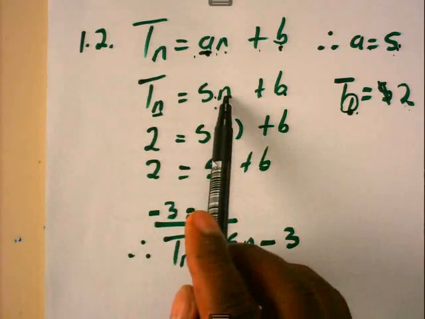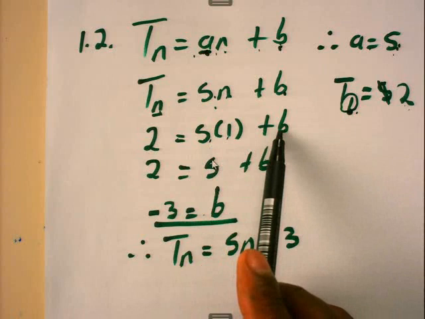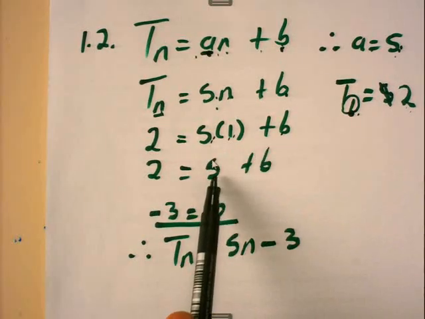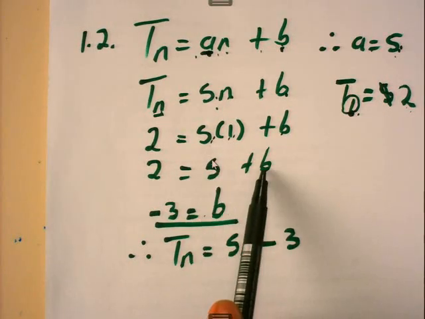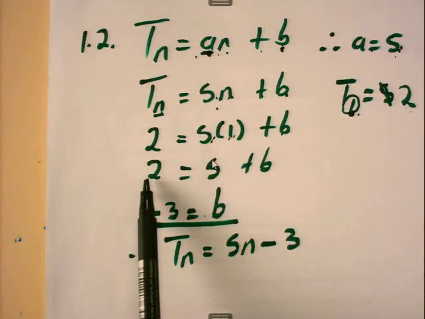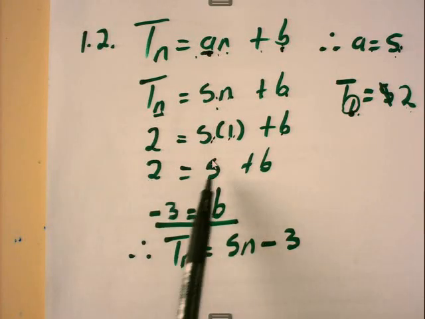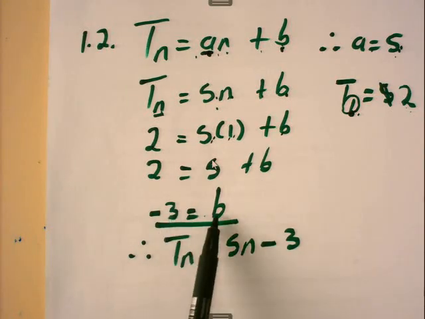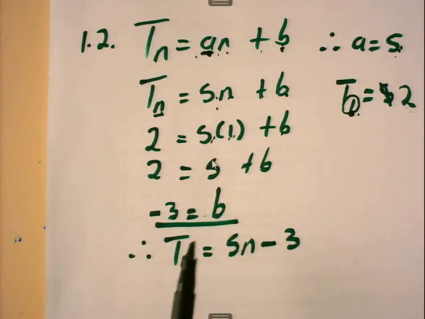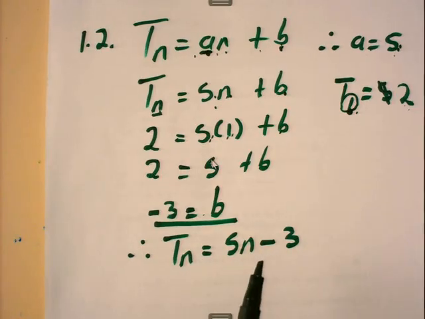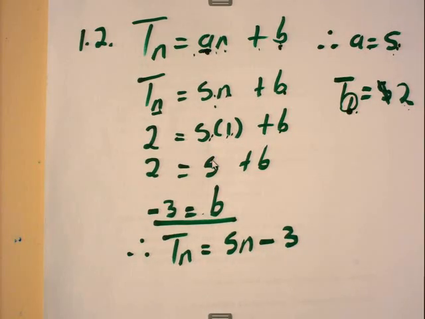2, 5 into 1 plus b. 5 multiplied by 1 gives us 5. Then we transpose 5 to the left. Got 2 minus 5, which gives you negative 3. On the right hand side, you're only left with b, meaning that the value of b is equal to negative 3. Therefore, the nth term will then be equal to 5n minus 3. I hope you are happy with that solution. That is our nth term.